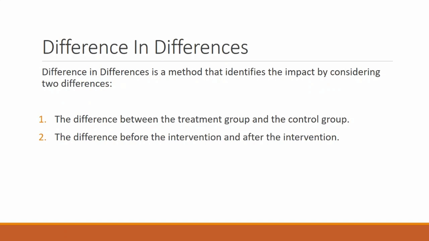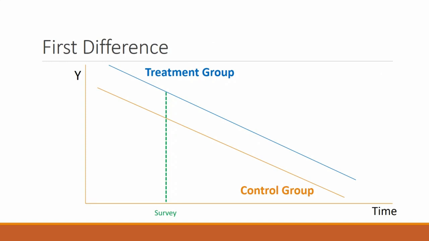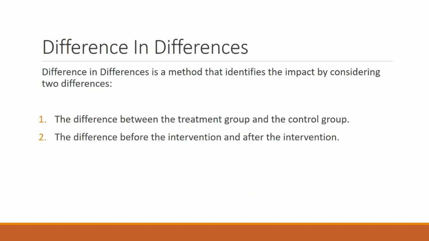Remember, difference in difference is a method that identifies the impact by considering two differences: the difference between the treatment group and the control group, and the difference before the intervention and after the intervention. So now, using these graphs, we're going to take a look and see what this means. All right, the first difference. When I say first difference here, I mean the first of these two differences: the difference between the treatment group and control group.